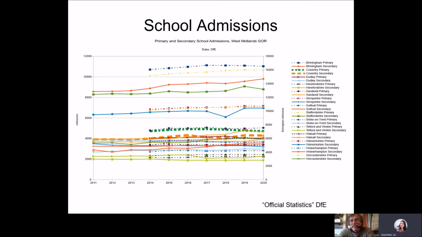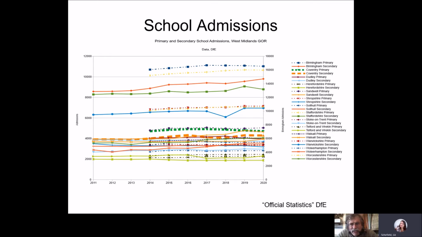This is school admissions. Quite a complicated graph, but anyway, the heavier dashed lines, the green and the khaki colored lines in the bottom third of the graph are Coventry. The green one is primary school admissions, which are now declining, and they're closing primary schools. The khaki one is for secondary schools. There's rather more data available for secondaries, but both of them don't show us anything special.